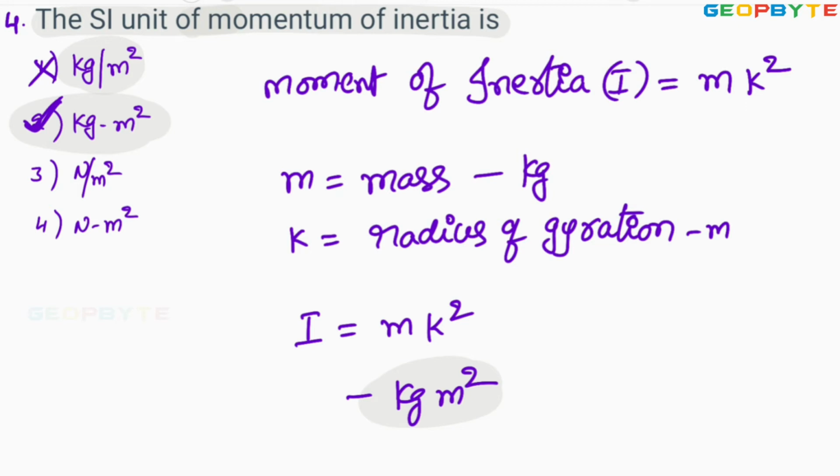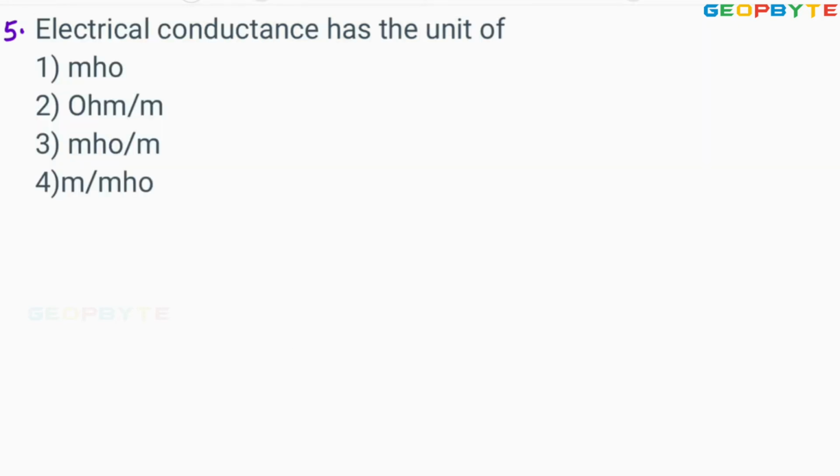Look at the next problem. Look at the fifth problem. Electrical conductance has the unit of. Dear friends, electrical conductance is the reciprocal of electrical resistance.